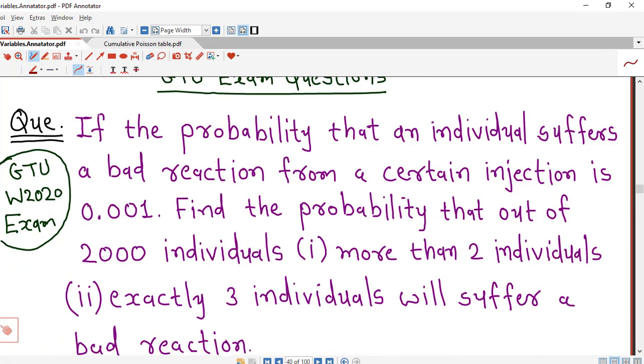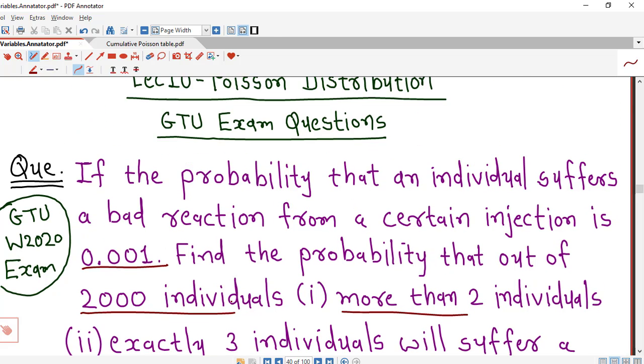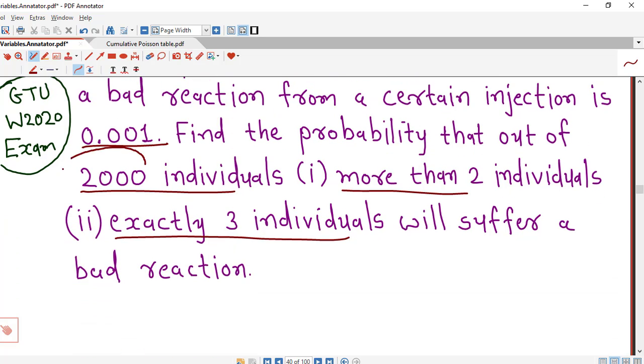So first we try to understand what is given. If the probability that an individual suffers a bad reaction from a certain injection is 0.001, find the probability that out of 2000 individuals more than 2 individuals and exactly 3 individuals will suffer a bad reaction. So here we are given the probability that an individual suffers a bad reaction from a certain injection, and there are total 2000 individuals, and out of those total 2000 individuals we have to find the probability of more than 2 individuals and exactly 3 individuals which will suffer from a bad reaction.